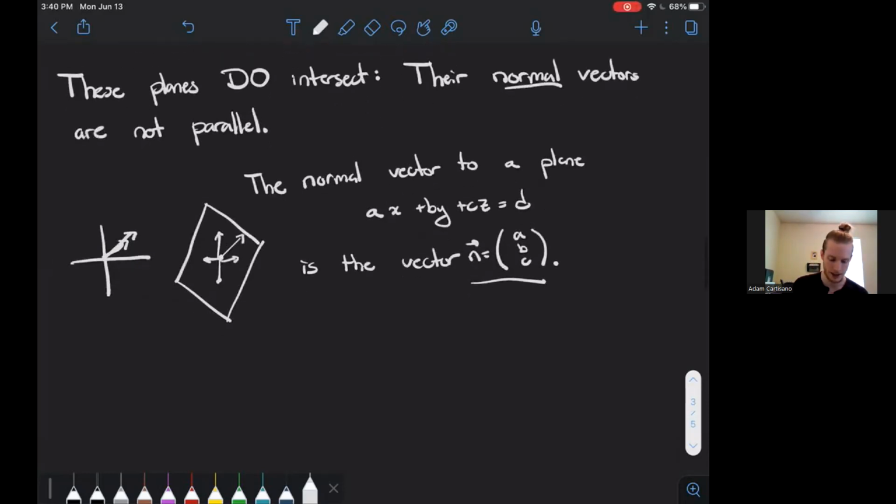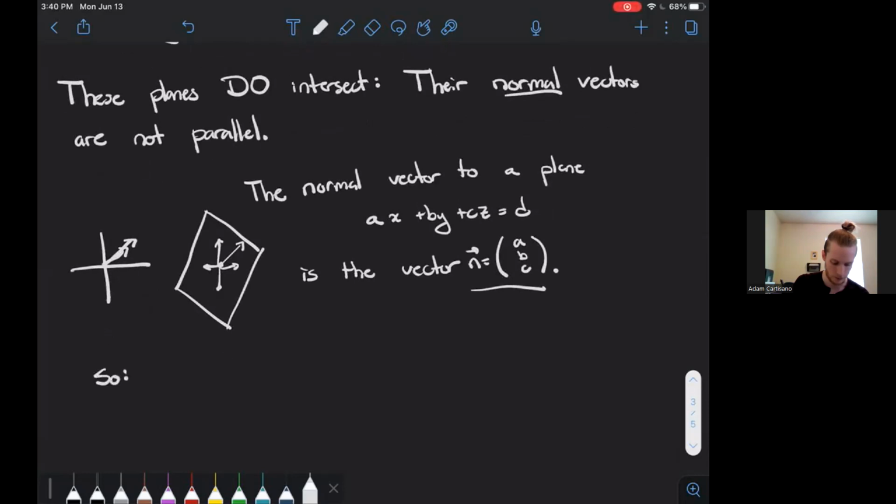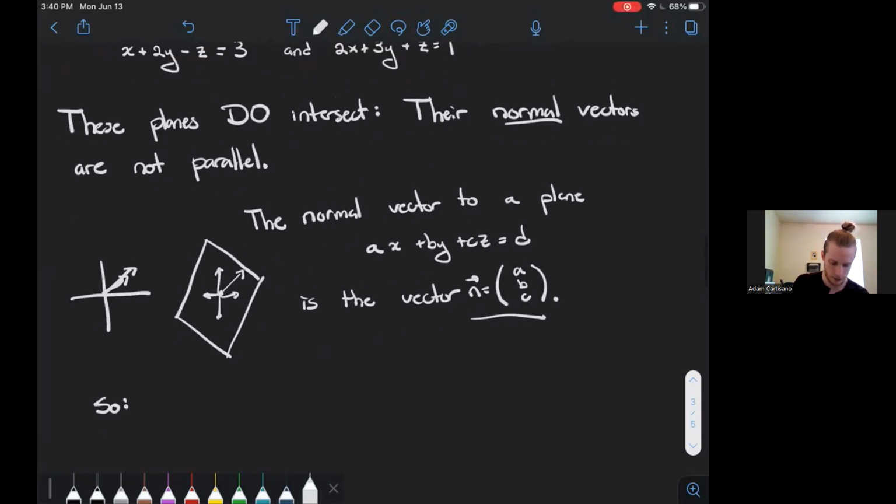So what we ask is: 1, 2, minus 1, and 2, 3, 1. These guys are definitely not scalar multiples of one another. What would you have to do to this one to get to this one? You have to multiply it by 2. But that would get the first entries to line up, and then the second entry fails. So these guys are not parallel, which means the planes don't stand a chance at being parallel, which means they must intersect along a line.